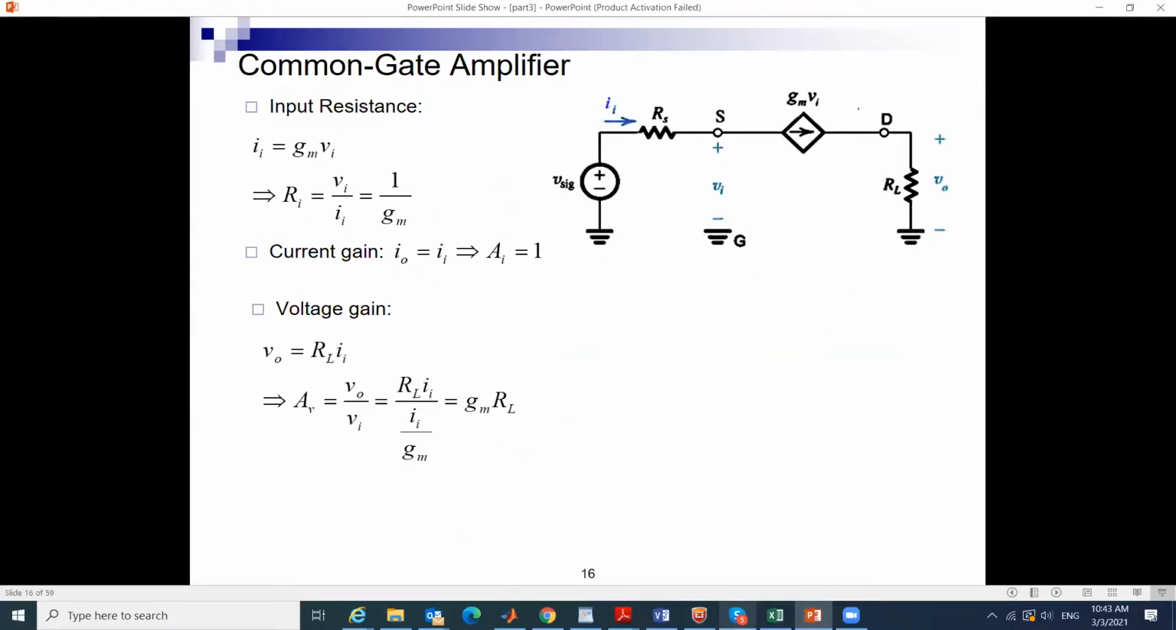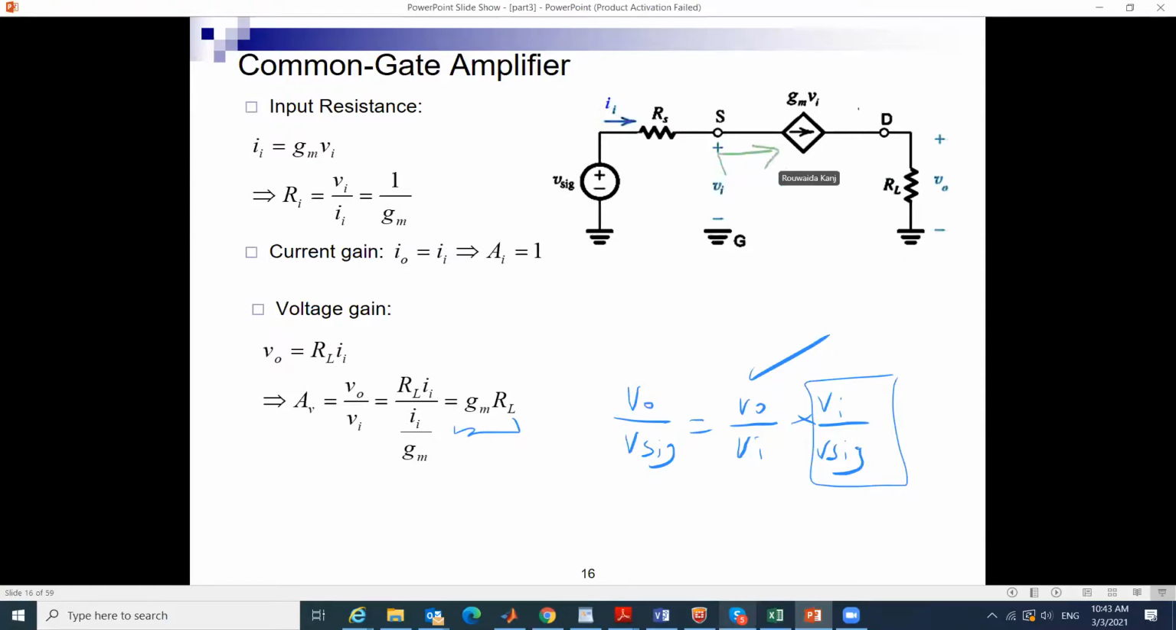Now the voltage gain was gmRL, and can I know what is Vo over Vsig? It is equal to Vo over Vn times Vn over Vsig. Do I know what Vn over Vsig is? And this is something also very, very important for you to know and remember for all types of amplifiers. What is Vn over Vsig? What is the resistance that I see here? Rn over Rn plus Rs.